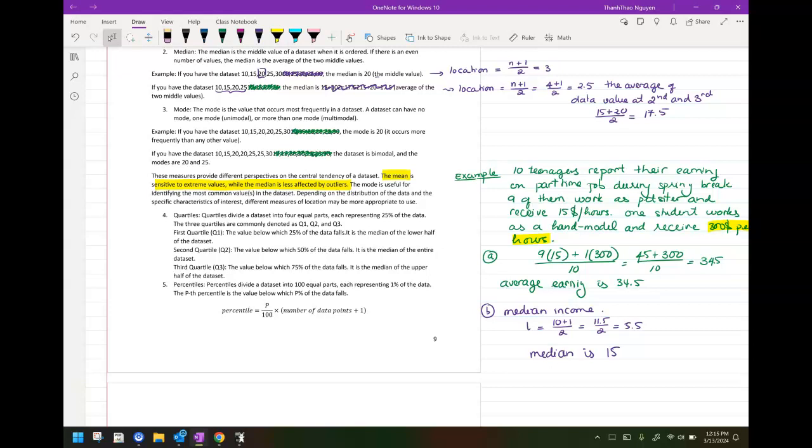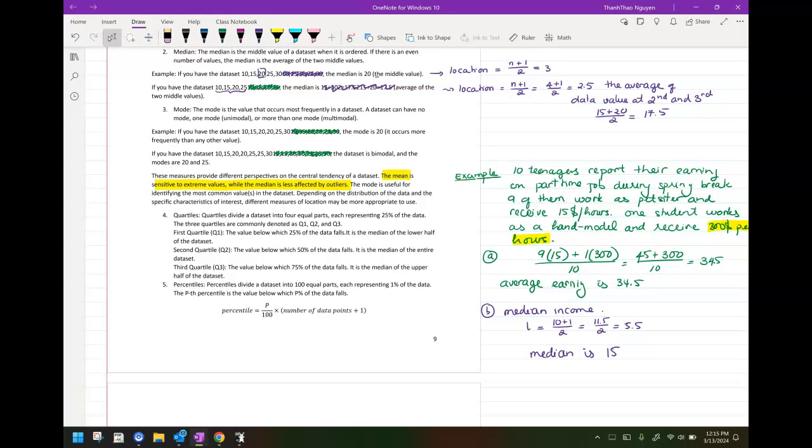First quartile, the value below which 25% of the data fall. It means it is the median of the lower half of the data set. The second quartile, quartile 2, the value below which 50% of data fall. It is the median of the entire data set.